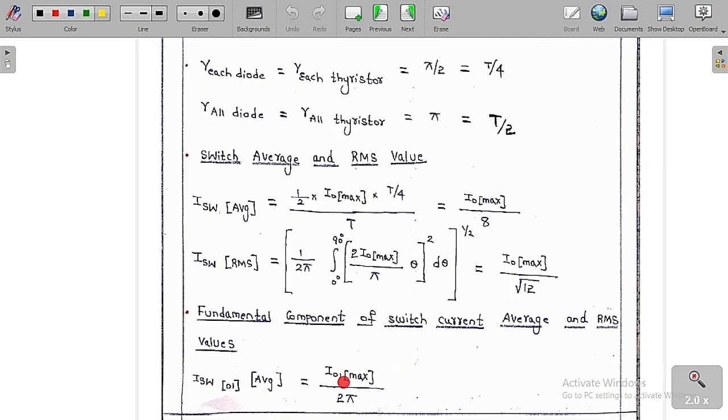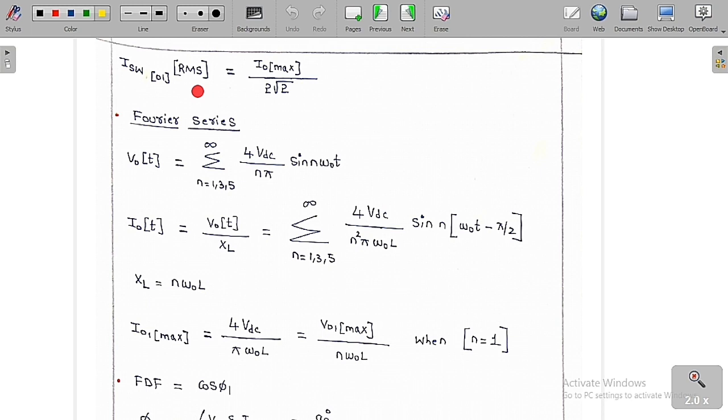We can see clearly that the average value of the fundamental component of the switch current is equal to the maximum value by 2 pi, because, as I have already told you, this is half of a half wave rectifier. For a half wave rectifier, it is peak value by pi, and for half of a half wave rectifier, it is again divided by 2. So I01 max by 2 pi is the thing we are going to get.